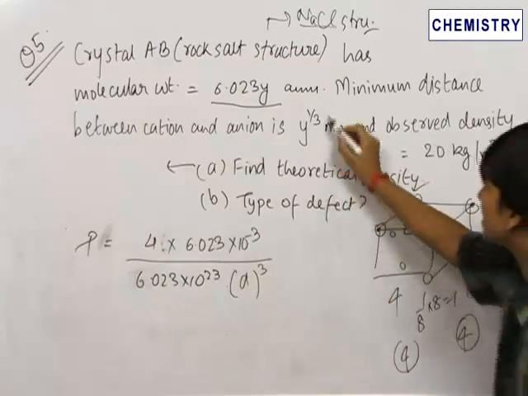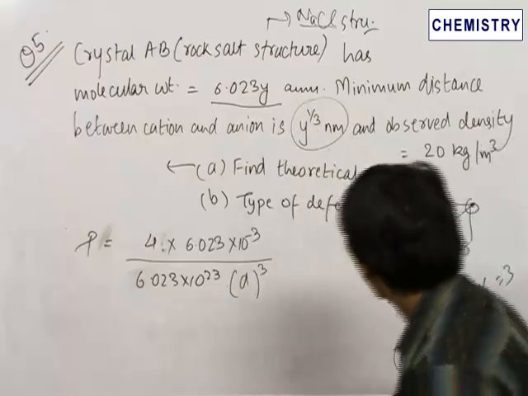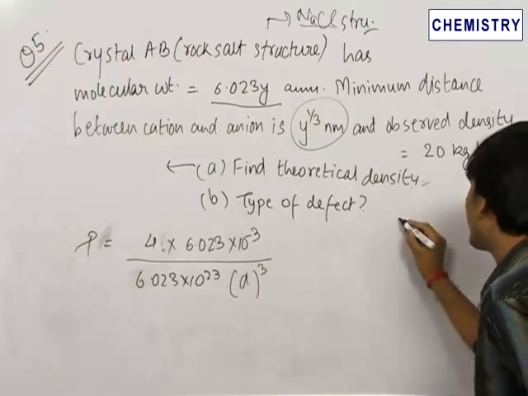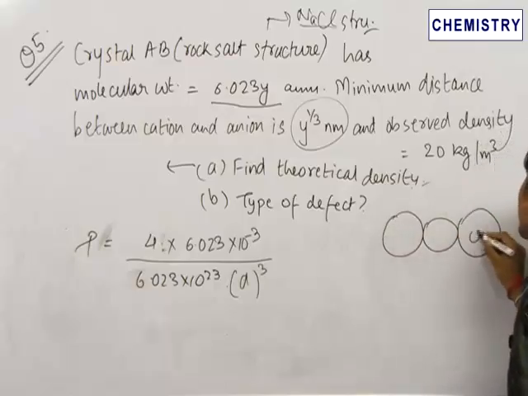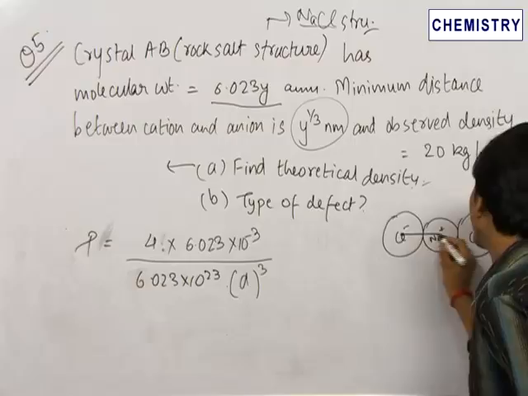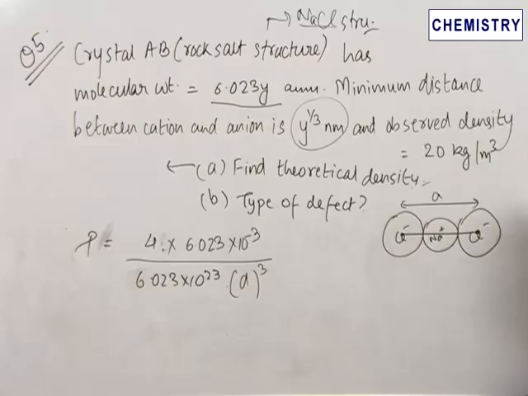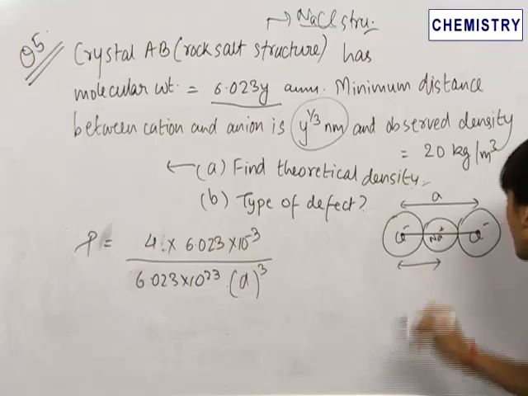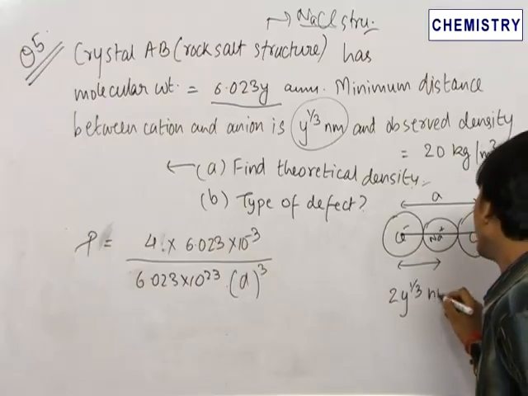Now we can clearly see that it is given that the minimum distance between a cation and an anion is Y raised to 1 by 3 nanometers. As we had previously seen that Na plus ions are located in the octahedral voids. Therefore, Cl minus ions, Na plus ions and Cl minus ions again are located in this fashion along the edge. This is the center, and therefore this is the edge of the unit cell, and its length is A. This is clearly equal to twice the minimum separation between the two ions, that is equal to 2 into Y raised to 1 by 3 nanometers.